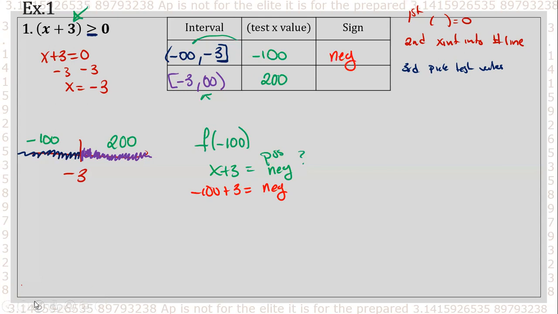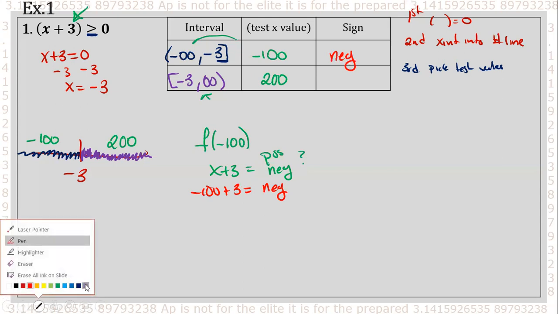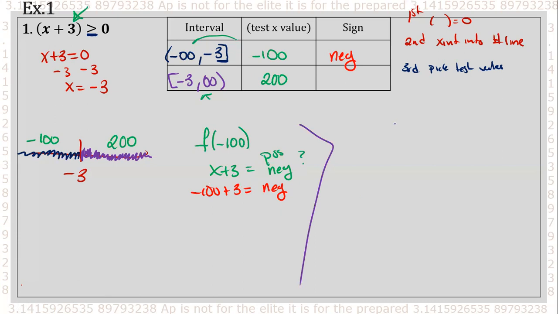Okay, let's try the next one. I'll do it in purple. I'm testing the value of 200 on the same function, x plus 3. My question is, is it going to be positive or negative? We do the same thing: a very large positive number plus a tiny 3 just makes it more positive, right? I know all of us can say, oh, that's 203. Perfect. But what I care about is whether it's positive or negative.